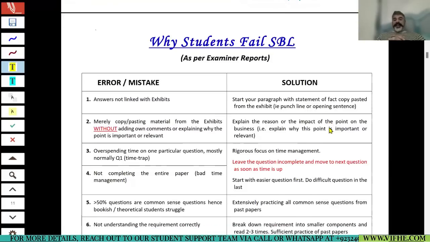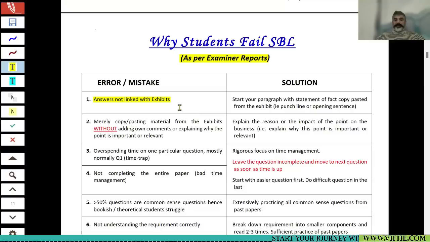Now, why students fail SBL? So I have gone through all the examiner's reports and I have picked up the most common reasons why students fail SBL as per the examiner. His first problem is answers are not linked with the exhibits. The examiner says that an exhibit has been given, your solutions should relate to that exhibit, right? But students, they tend to write general answers from here and there rather than giving specific solutions.